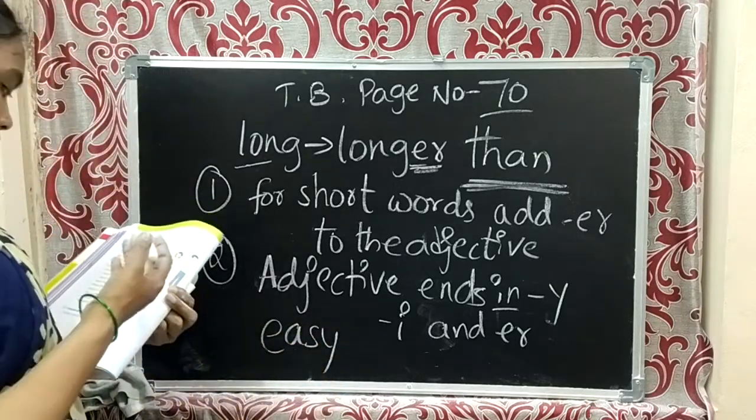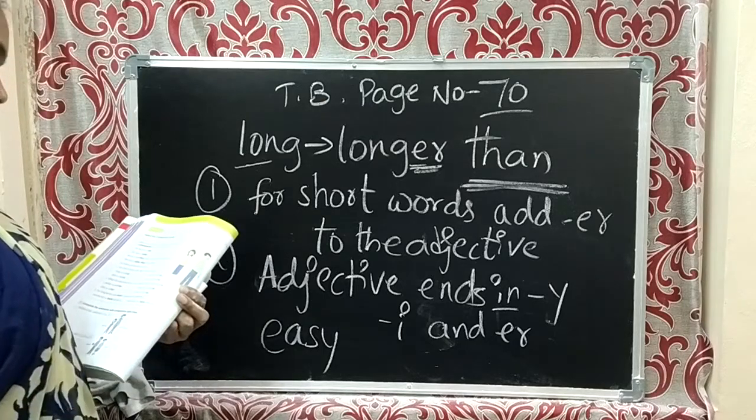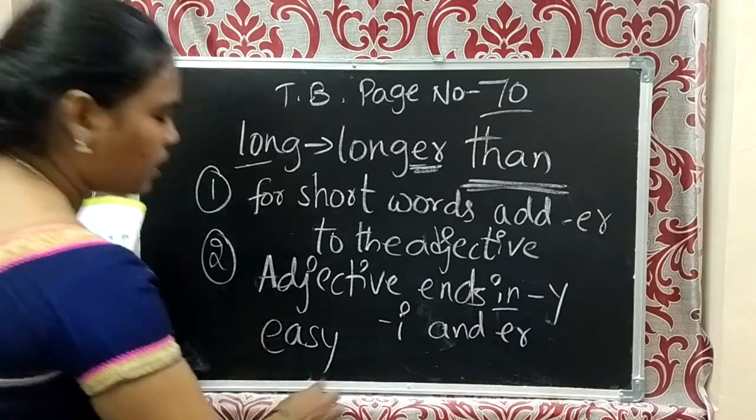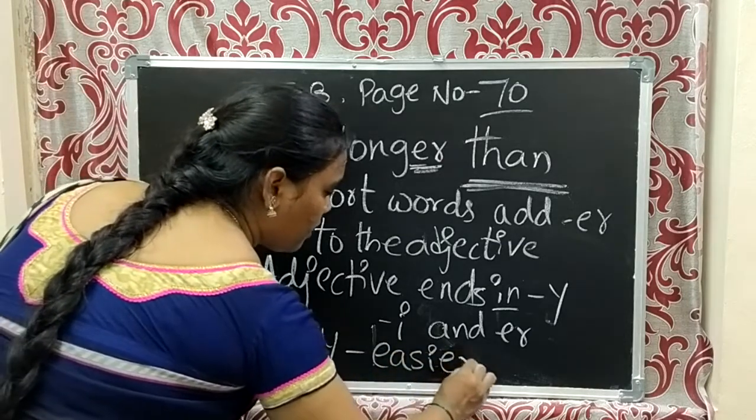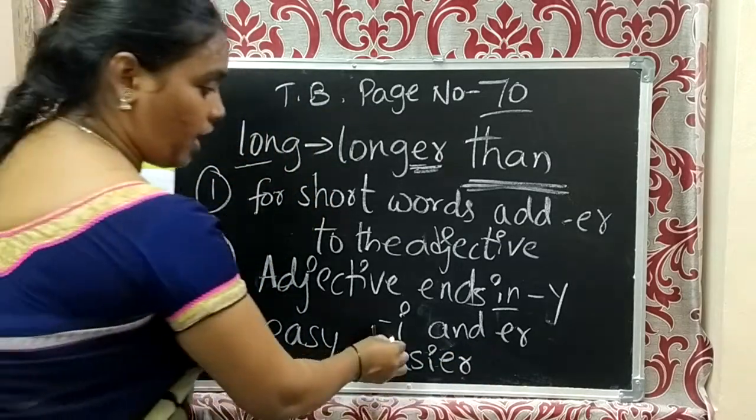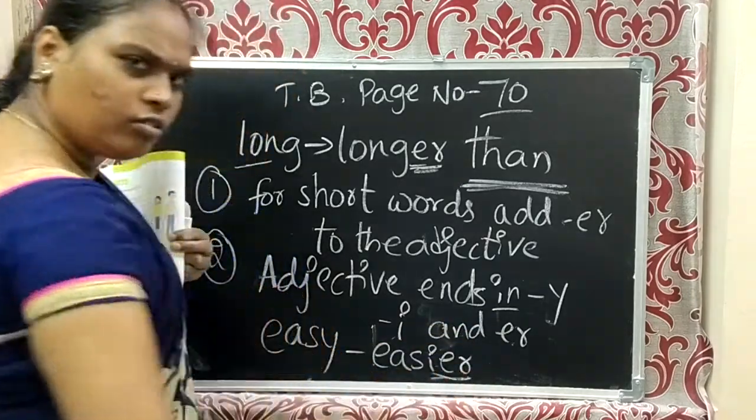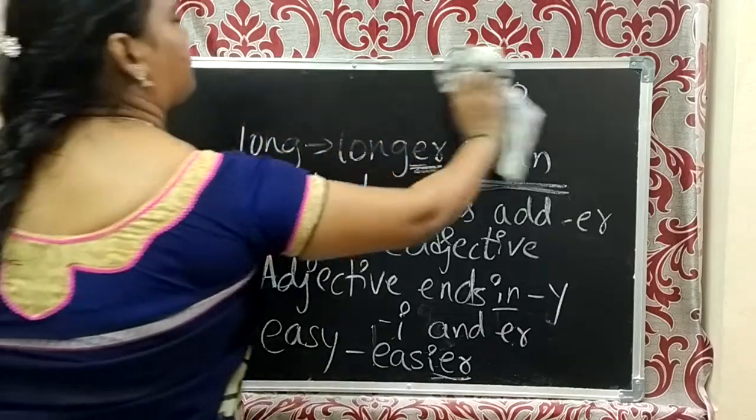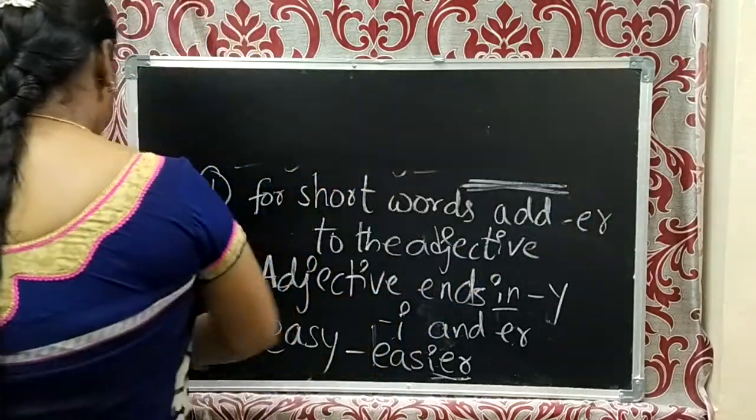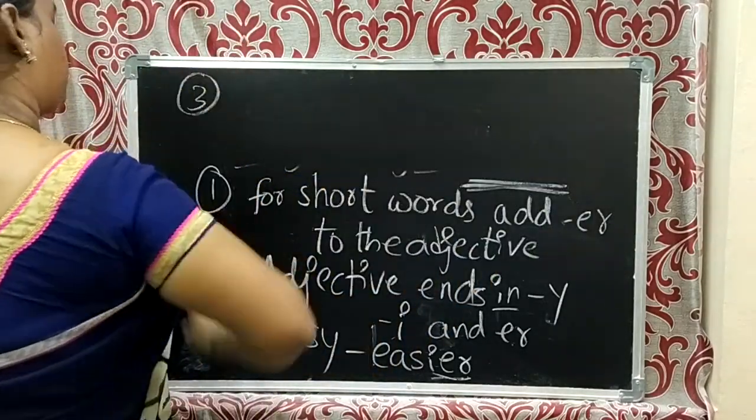Pretty, funny, here also some examples are there. So easy, how can we write it? Easier. So I and ER are added, no? Yes, this is the second rule. And the third one. What is the third rule?